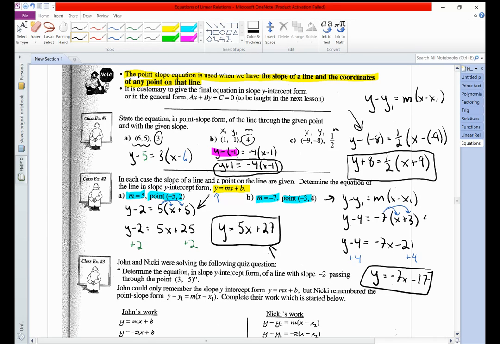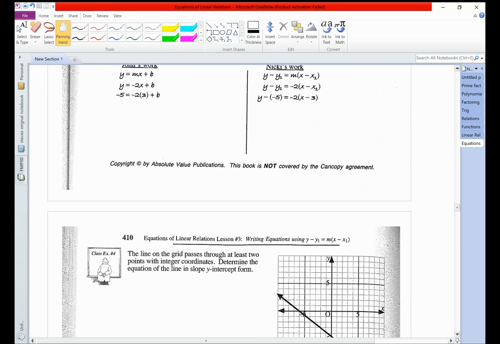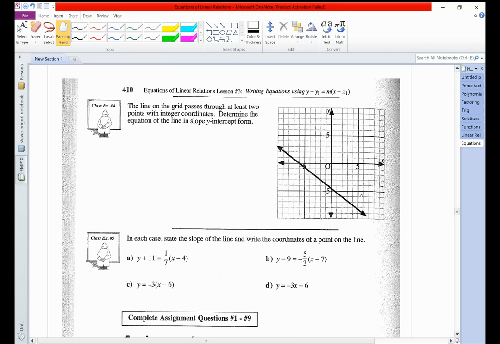So not only do we write it in point-slope form, but we also wrote it in slope-intercept form. Awesome. One last example. The line on the grid, maybe we'll do the next one too. The line on the grid passes through at least 2 points with integer coordinates. Determine the equation of the line in slope y-intercept.